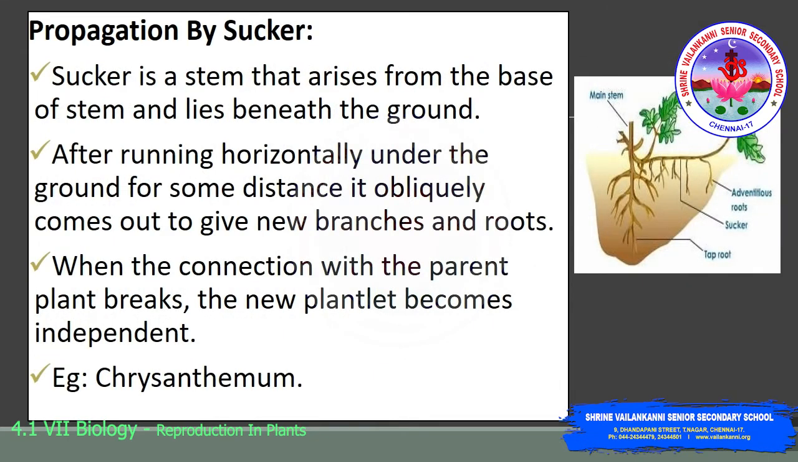The next type is propagation by sucker. Sucker is a stem that arises from the base of the stem and lies underneath the ground. After running horizontally under the ground for some distance, it obliquely comes out to give new branches and roots. When the connection with the parent plant breaks, the new plantlet becomes independent. Such a type of propagation by sucker is seen in plants such as chrysanthemum.